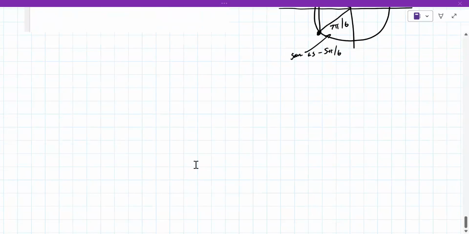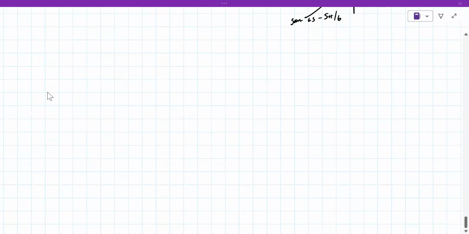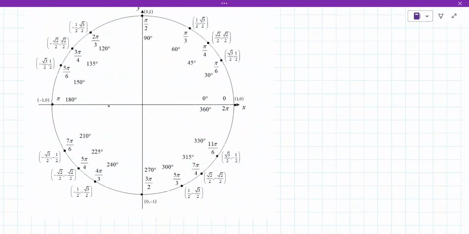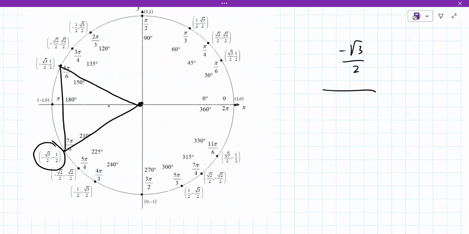pi/6 in the denominator? Yeah, you have to find those values in the unit circle. So again, 5 pi/6 is right there, which you don't want. You want the negative. So you go down there, you want these values. Cosine is the x value. One over, sine is the y value. This reduces to just the square root of 3.